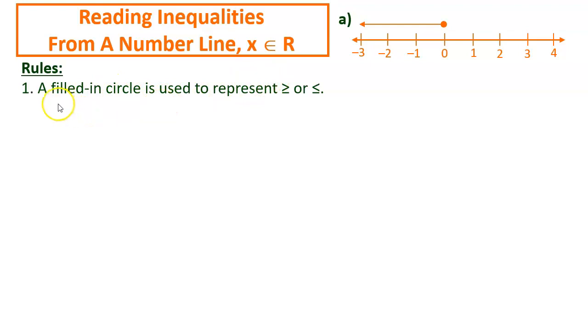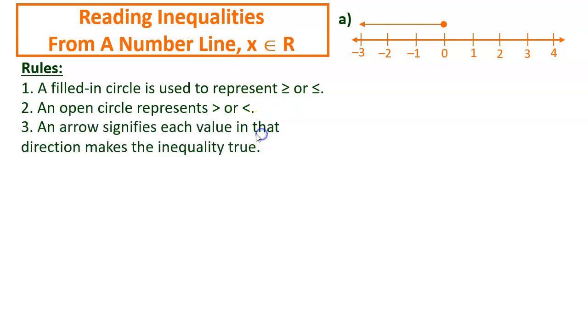Rule number 1 says a filled-in circle is used to represent greater than or equal to, or less than or equal to. This is the filled-in circle that we are seeing over here. So we understand the inequality will be either the greater than or equal to or the less than or equal to. Okay. Next rule says an open circle represents greater than or less than. We have not come to this type of inequality yet. We have not seen. Let us come to the third point.